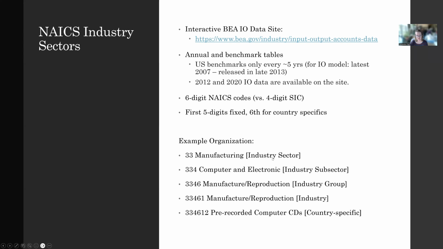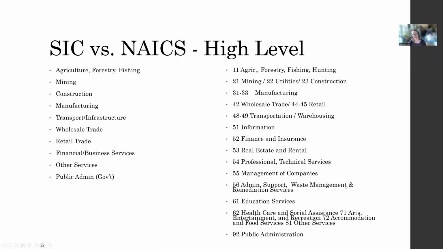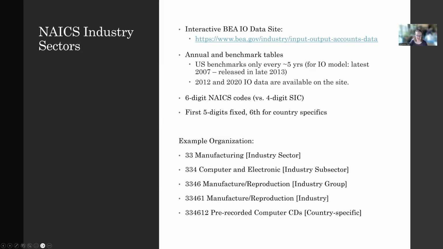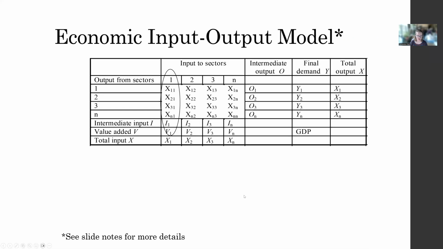So this is like an industry sector. You have computer and electronic manufacturing, which is 334. And then within that subsector, you have an industry group of manufacturer reproduction, and pre-recorded computer CDs, which probably nobody knows what they are anymore, but anyway. So those are an example of the NAICS code and how it comes together.